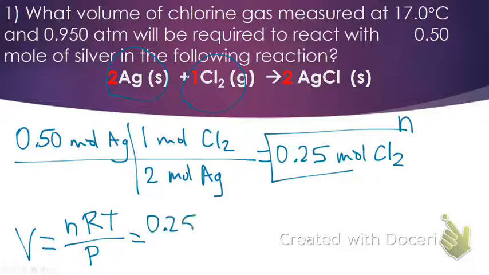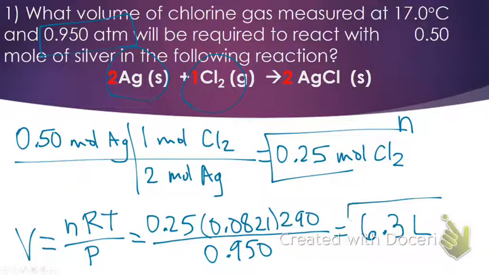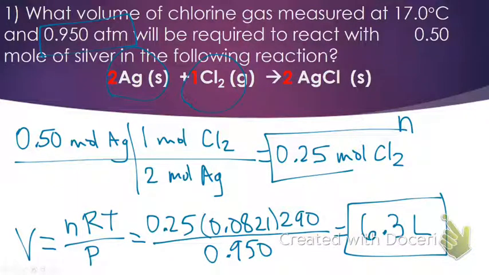There's my n. My R, let's look, my pressure's in atm, so the R that I'm using is 0.0821. T, it disappeared, but that was 290 once I changed that to Kelvin, and pressure is 0.950. Solving for V, plugging all of this in and keeping 2 sig figs is going to be 6.3 liters. It's not too bad. Some normal stoich up here, and then once we get that answer, we just plug it in and solve the same kinds of equations we've been solving for the last couple of weeks.